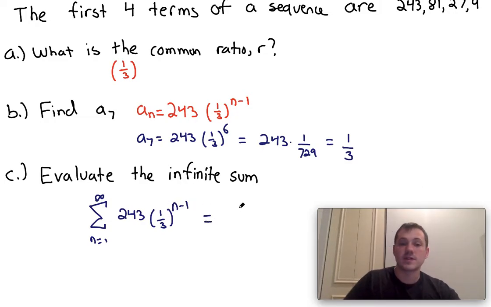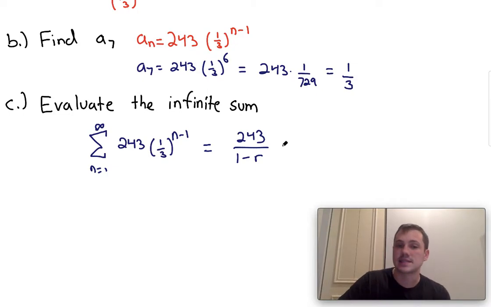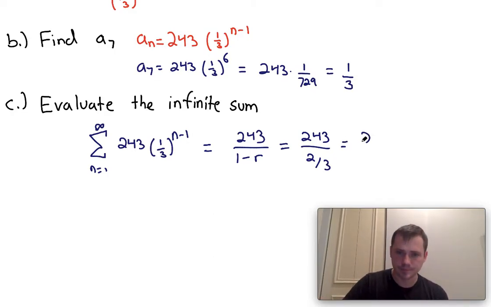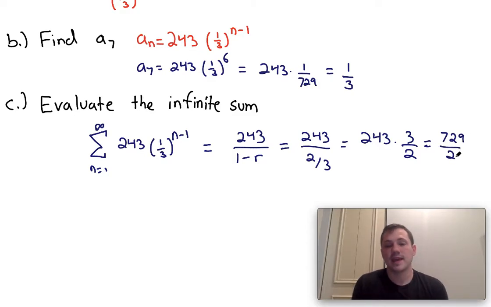Well, that's going to equal our first term, which is 243, divided by 1 minus r. Now, r in this case is 1/3, so 1 minus 1/3 is going to be 2/3. 243 divided by 2/3. And we know that that's the same as 243 times 3 over 2. 243 times 3, well, that's going to be 729 divided by 2. And that's how you can evaluate the infinite sum of that series.